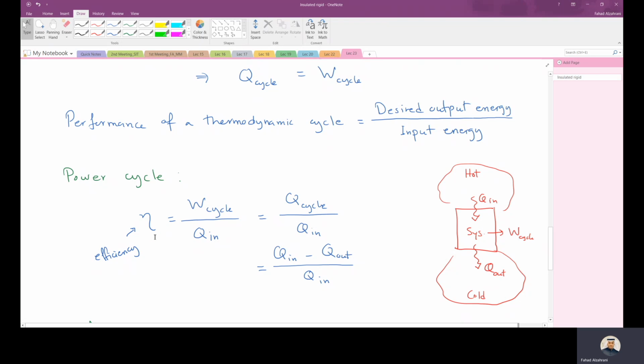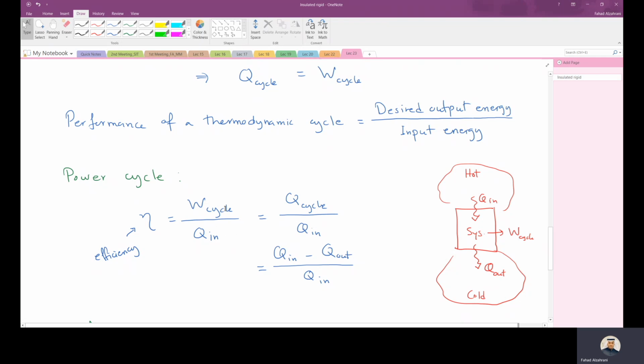Now, if I want to evaluate the performance of this cycle, I use this equation, this parameter, which is called efficiency. So my desired output is the work of the cycle, and my input, usually I use a fuel, hot fuel, or I want to burn it. So that's my input to the cycle. So this is Qin. All right, so this is Qin. This is my input energy to the system.